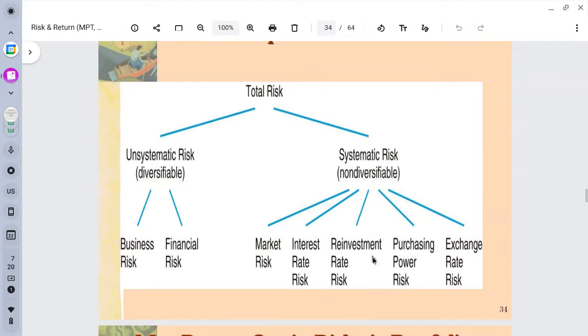From the economic system, you have interest rate risk, reinvestment rate risk, inflation. Purchasing power means inflation, right? Because if inflation goes up, purchasing power goes down. Purchasing power risk and exchange rate risk. Exchange rate is basically coming from the economic system.